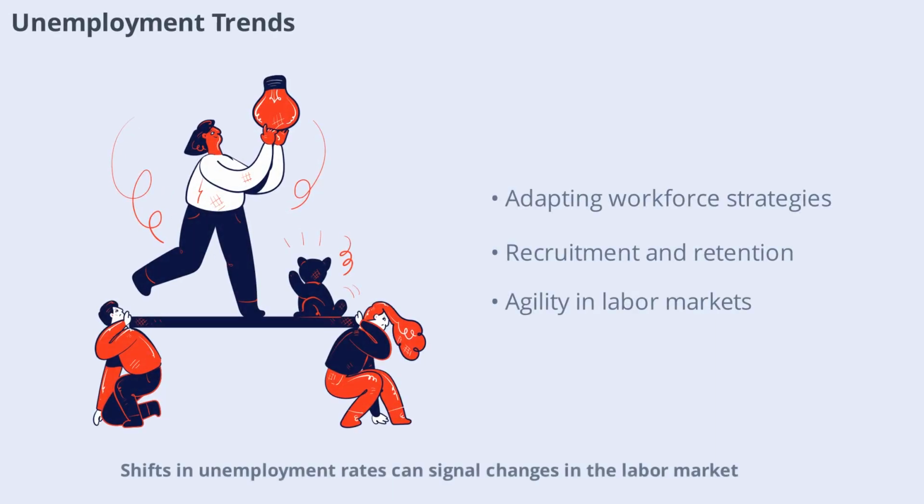Shifts in unemployment rates can signal changes in the labor market. High unemployment may mean a larger pool of talent, while low unemployment can make hiring more competitive. Change management helps organizations adjust their workforce strategies accordingly. Whether it's recruiting new talent or retaining existing employees, effective change management ensures that transitions are smooth and that the organization remains agile in response to labor market shifts.